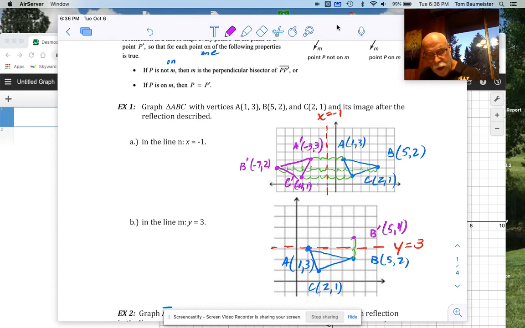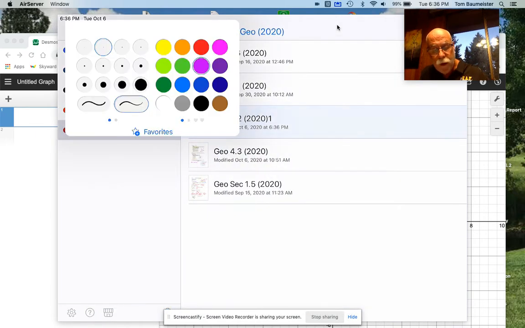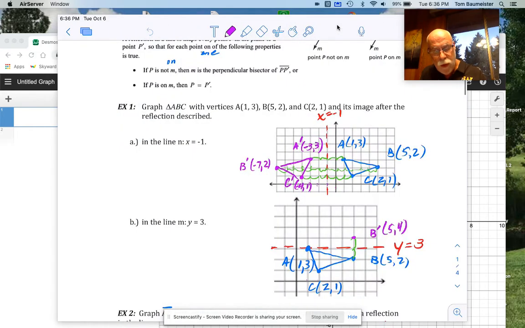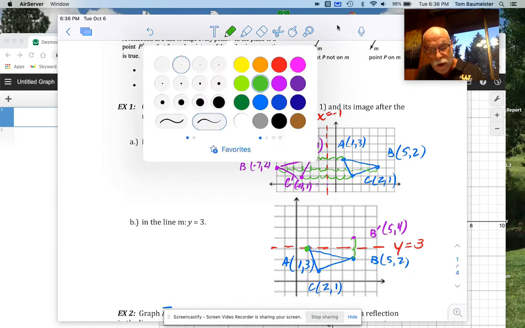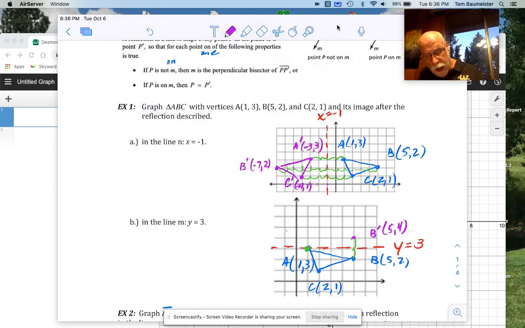A prime, well, if I go with A prime, I'm going to start here. Oh, hey, remember what they just said? If it's on the line, which it is, it's going to stay the same. So my A prime in this case will still be 1 and 3 because it's not moving.